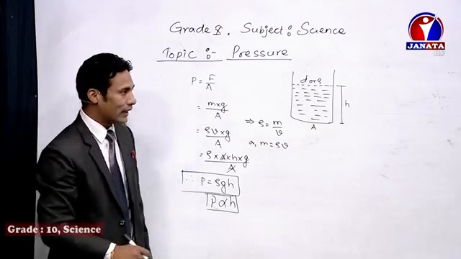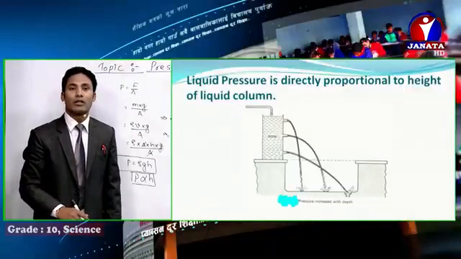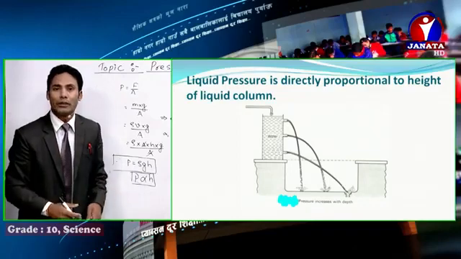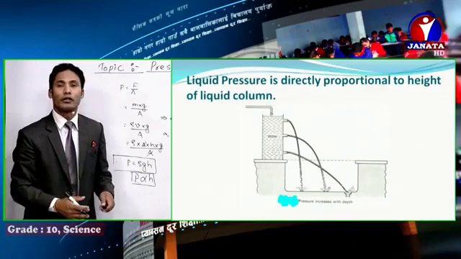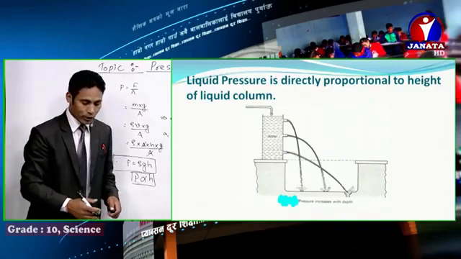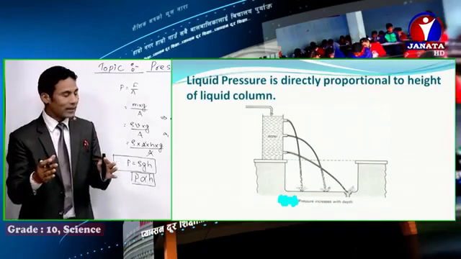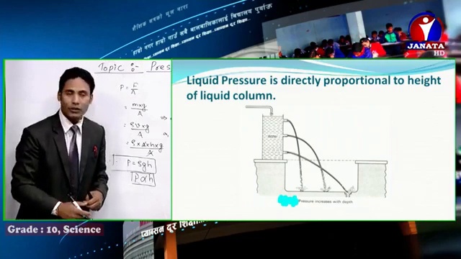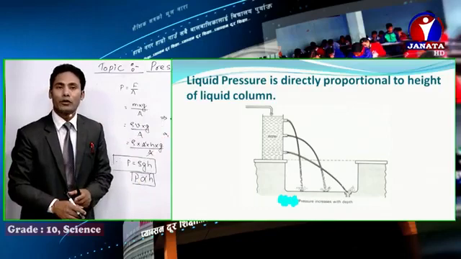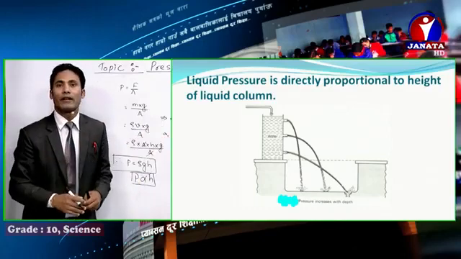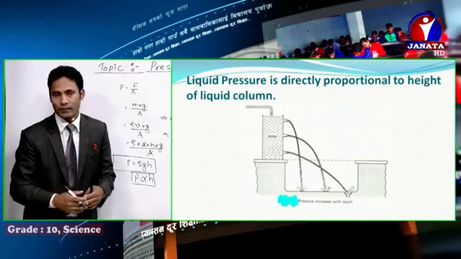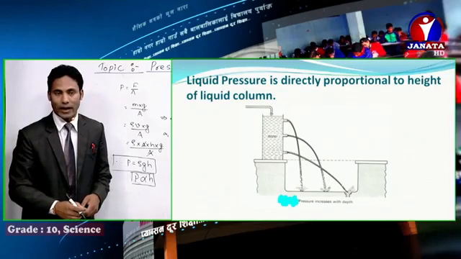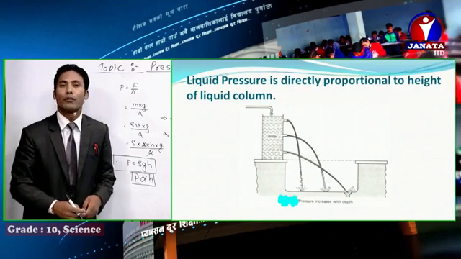Okay, so you can see on the screen one demonstration of how we can prove that liquid pressure varies with height, or according to the depth of the liquid column. You can see one tank, and three spouts are present. In the lowermost spout, the liquid flows with greater force, so it emerges up to a greater distance. Why? Because the height of the liquid column is more, right?